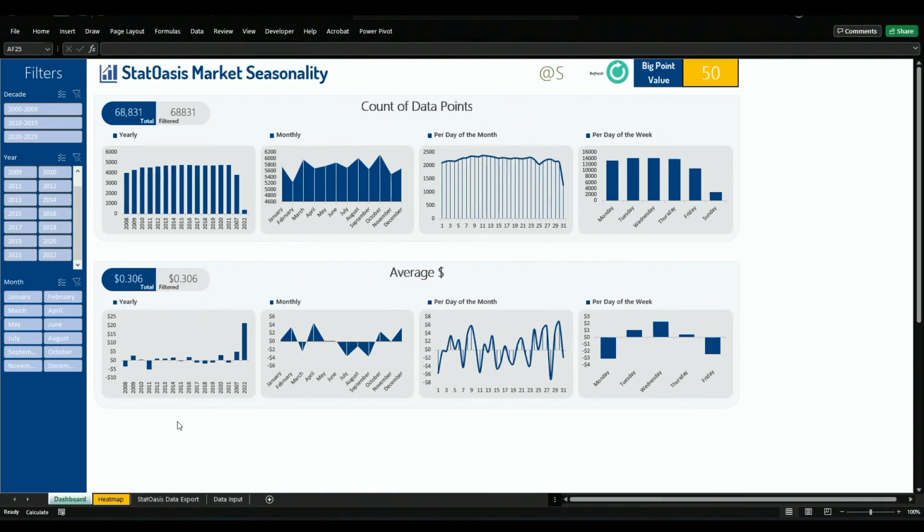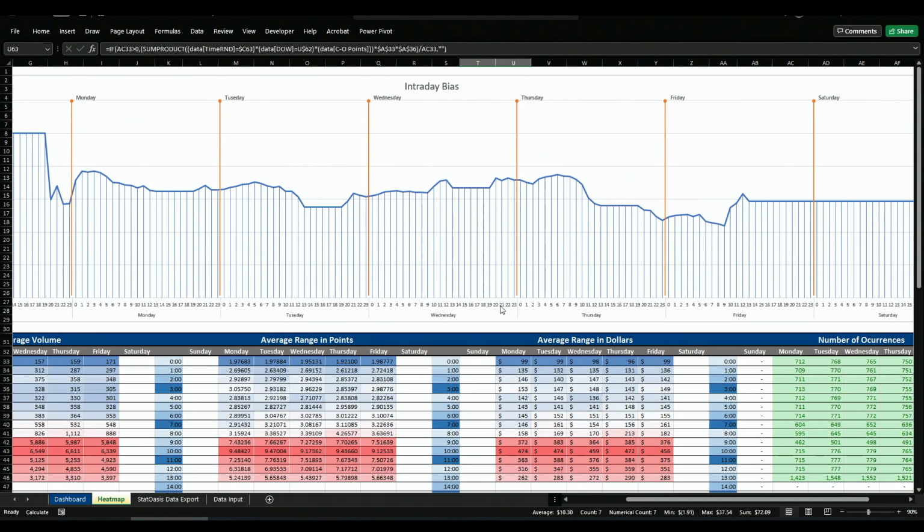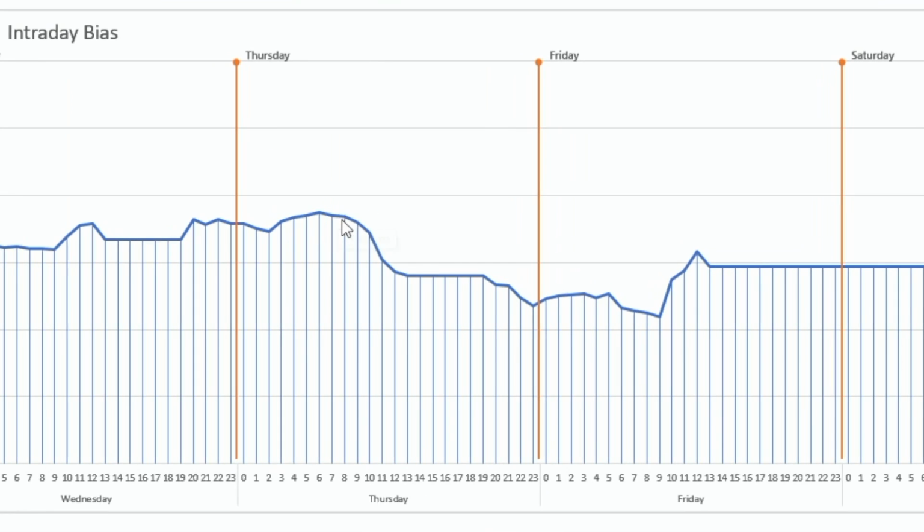So using the StrategyQuant's market seasonality, we can have a heat map of every instrument we like. And here I loaded the soybeans market. And this is the day of the week marked by every hour. So these trends are on hourly basis, and we can easily track that we have a drop from middle of Thursday all the way to middle of Friday.